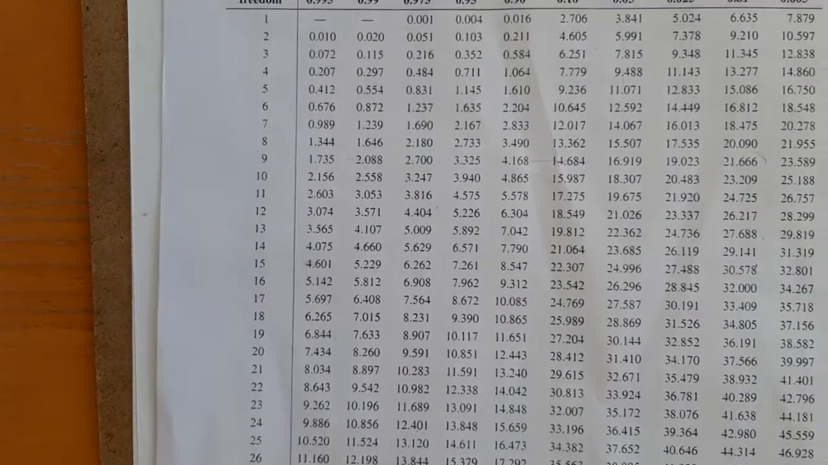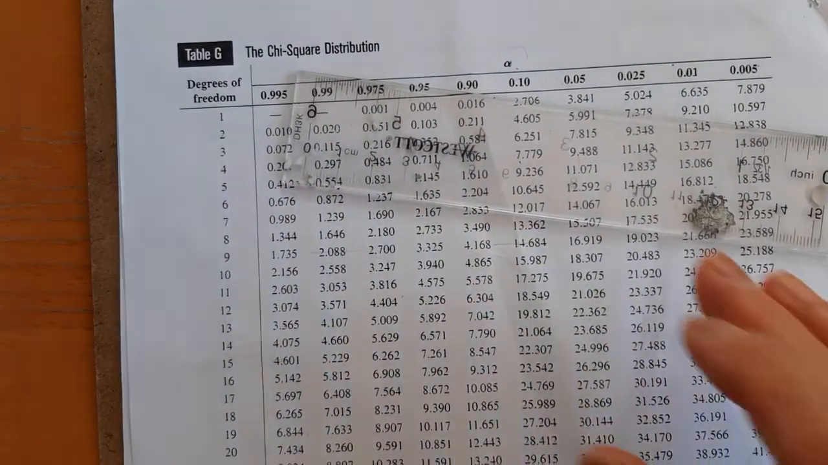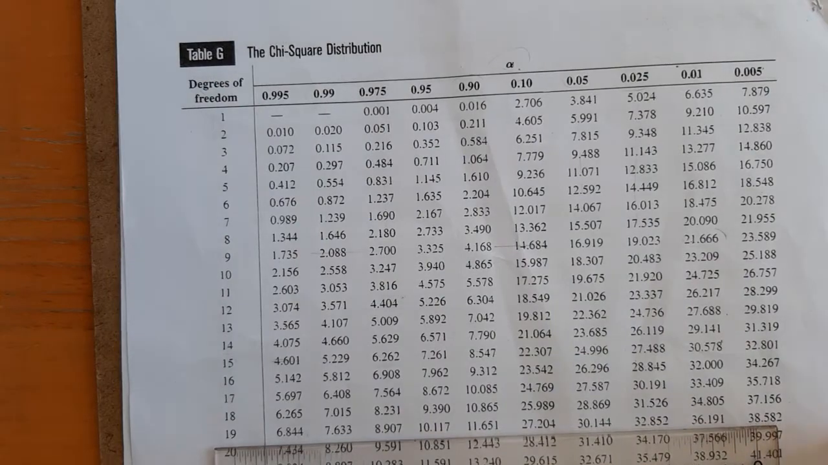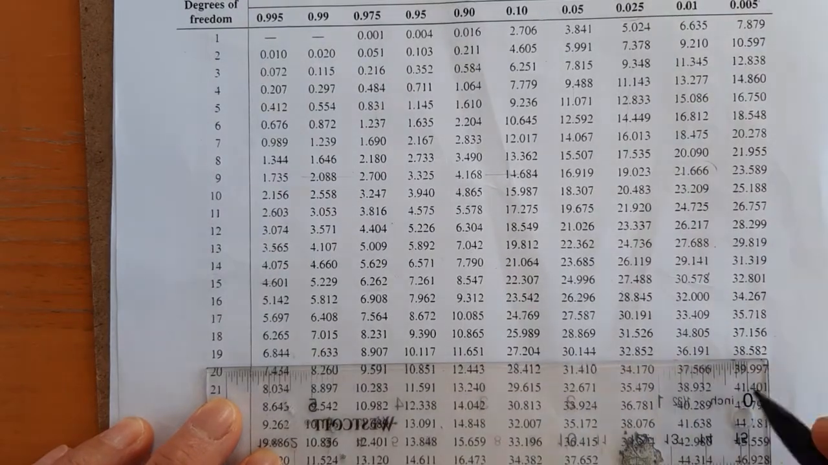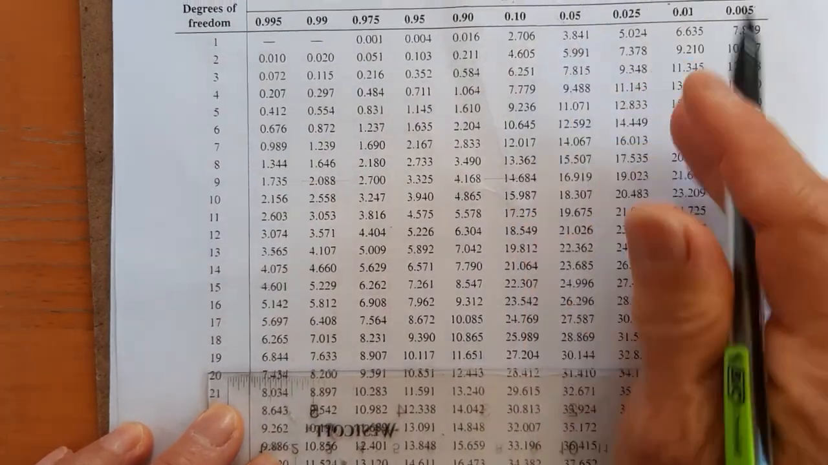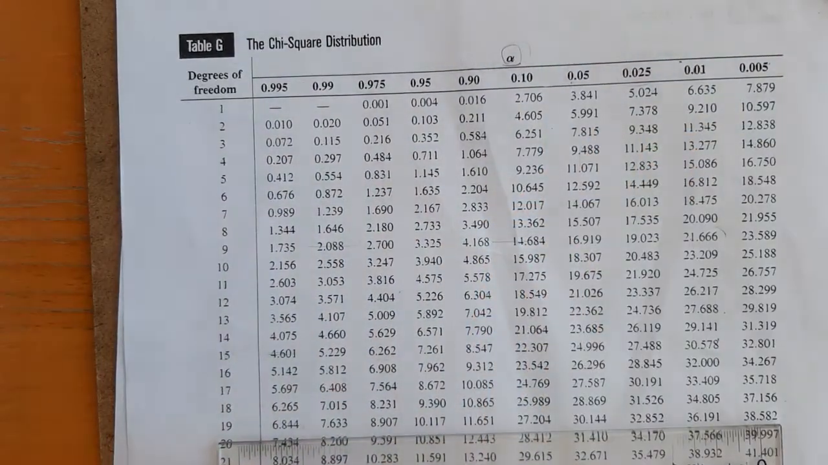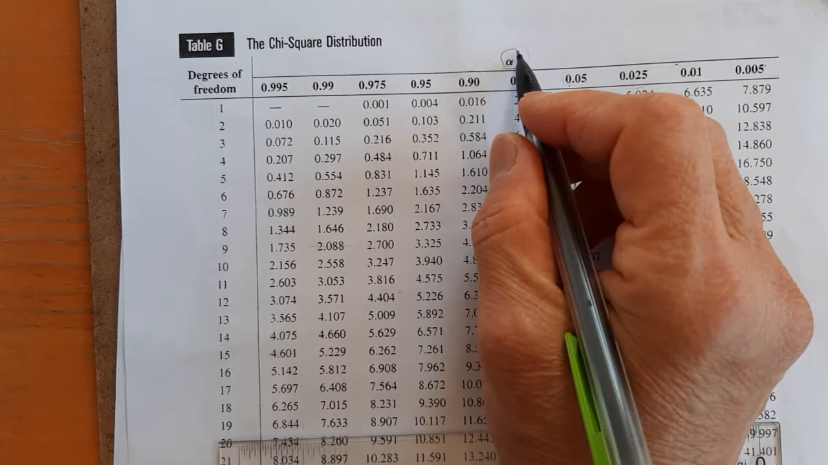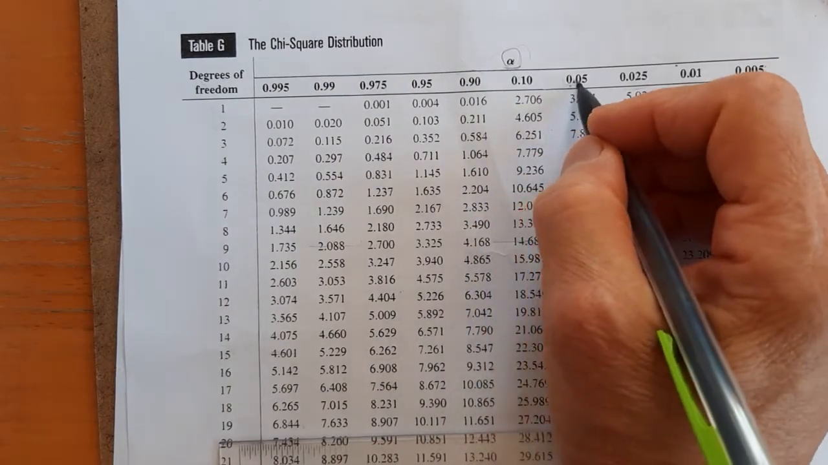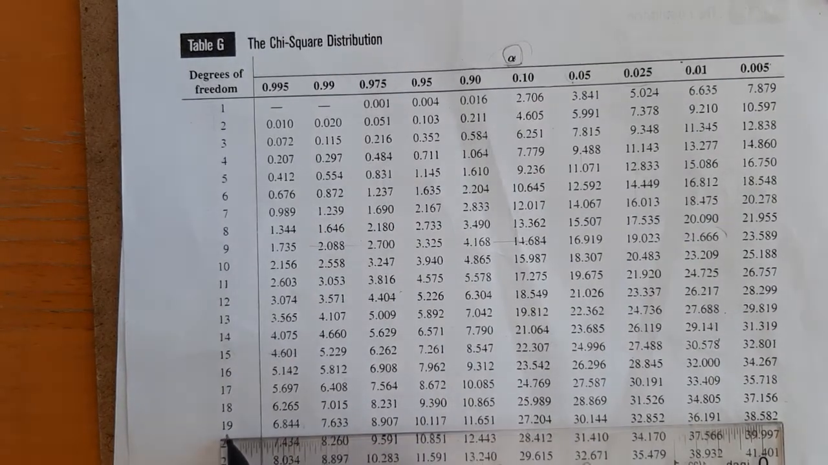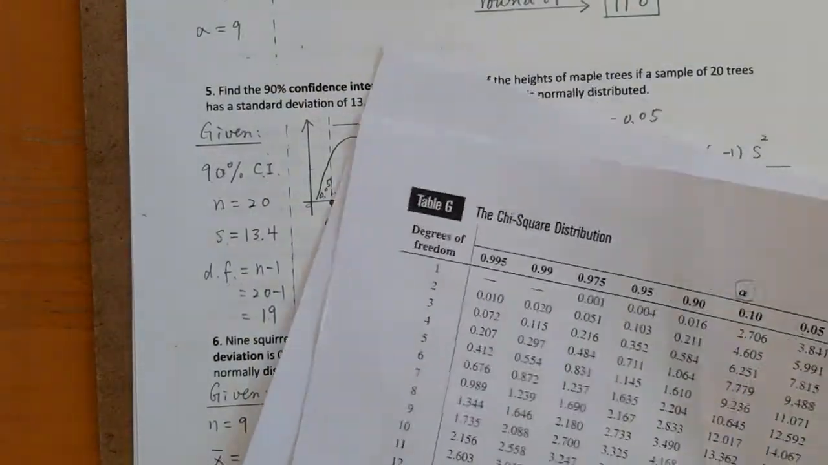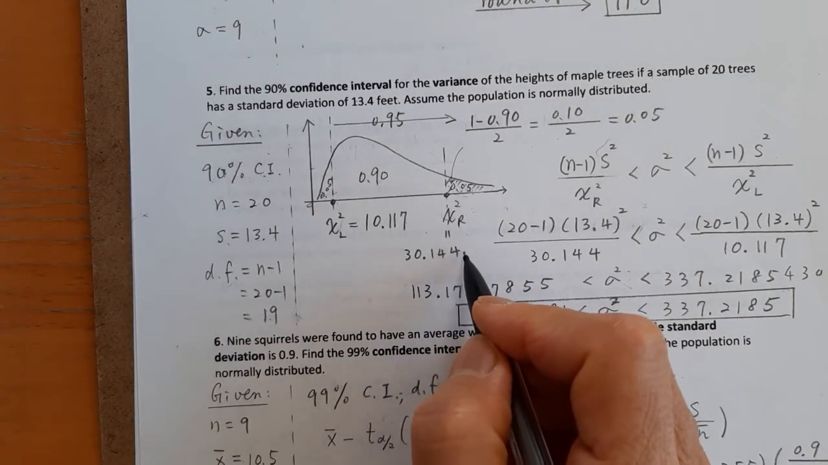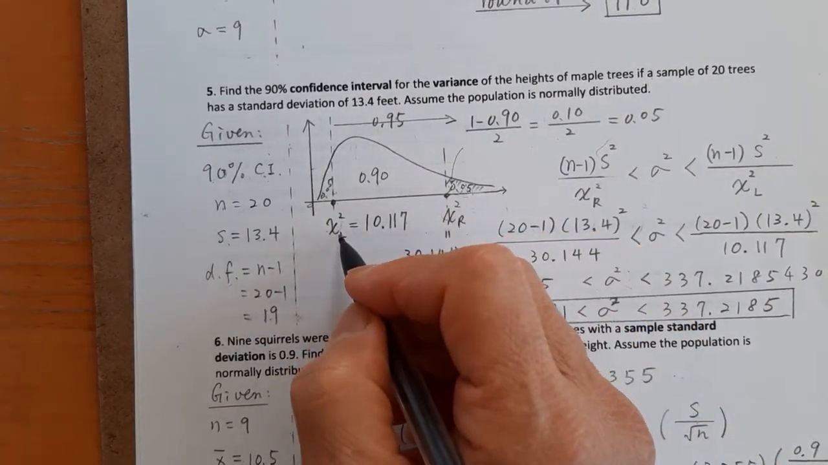So we go to the chi-square distribution table, degrees of freedom 19, the area alpha 0.05, the area to the right of chi-square. The intersection is 30.144. That's chi-square right, 30.144.